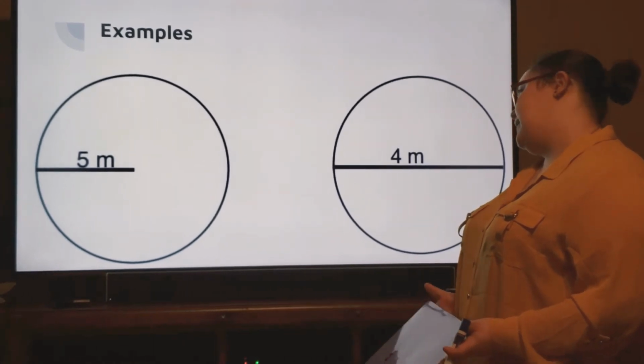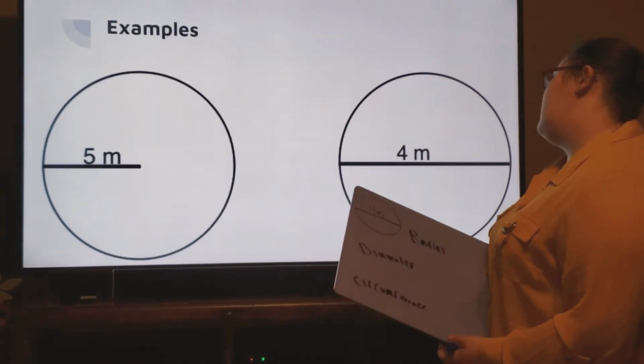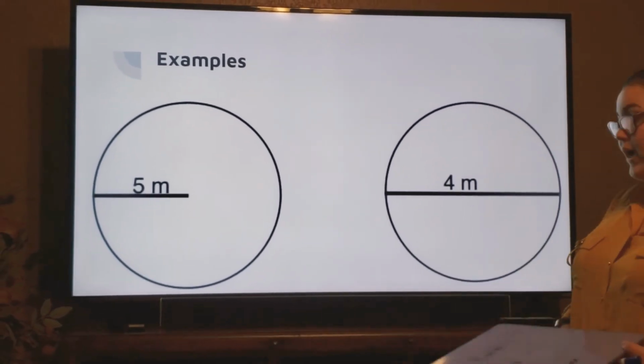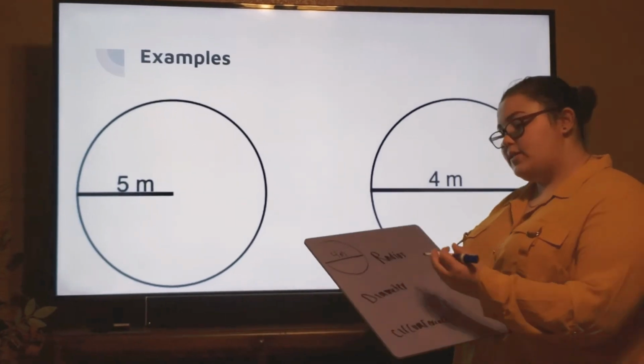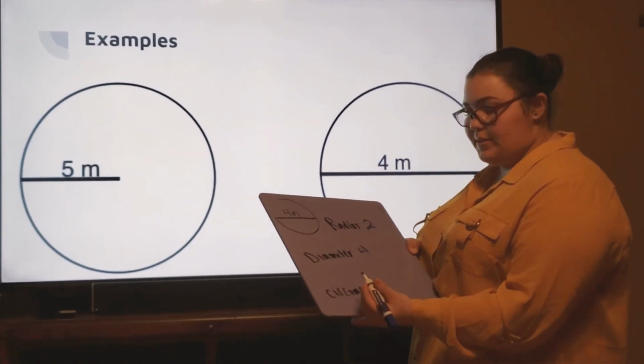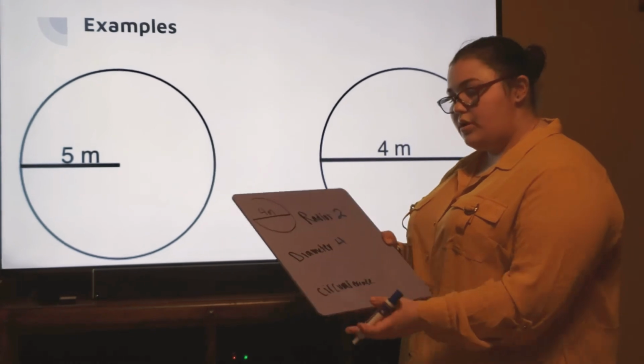So for our second example, the diameter is 4 meters, so diameter was 2 times the radius. So if our diameter is 4, that means our radius is 2, because it's 4 divided by 2.